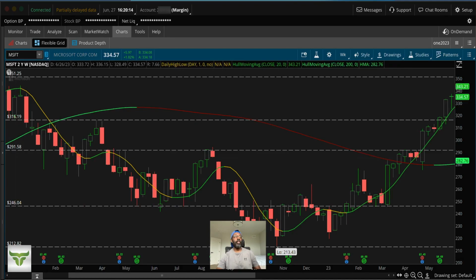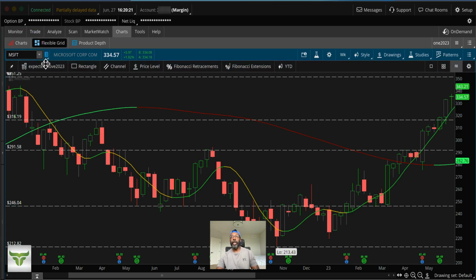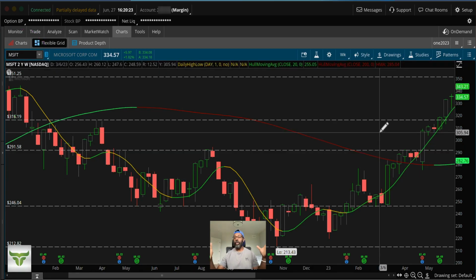So I'm using Microsoft because it does move around quite a bit. It's a fast mega cap. It's a fast beta-weighted stock, so there's going to be a lot of volatility. One of the things you want to do when you're looking at support and resistance is have an element of volatility in there.